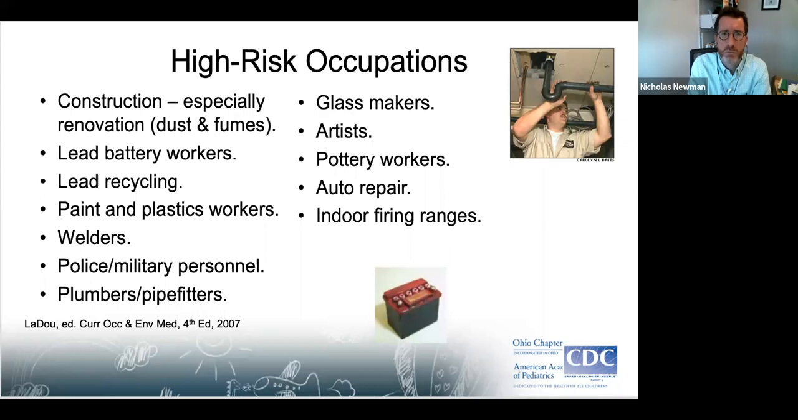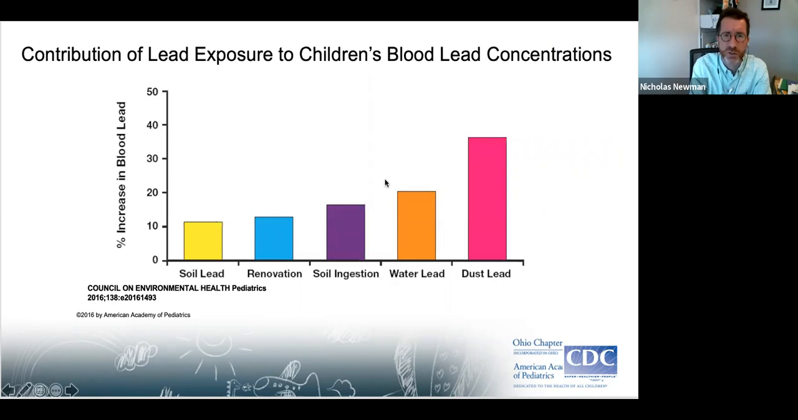So this just kind of breaks it down. This was published by the AAP a couple of years ago. As you can see, if you look at the overall contribution, what are all the things that contribute to the lead? It all adds up, right? So if your kid's lead level is 10, some of it's coming from dust. Maybe if there are old pipes, some of it's coming from the pipes. We all eat a little bit of dirt, it all adds up.